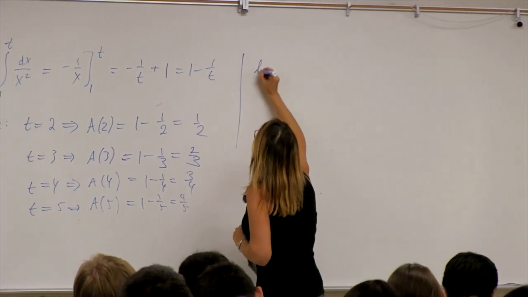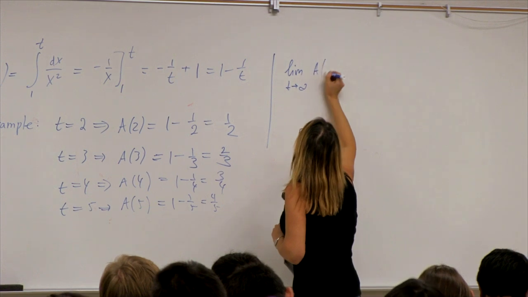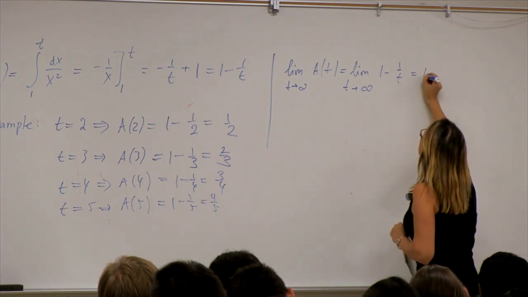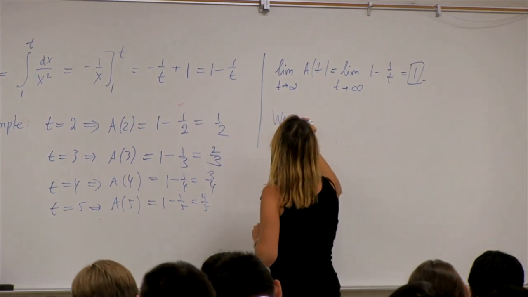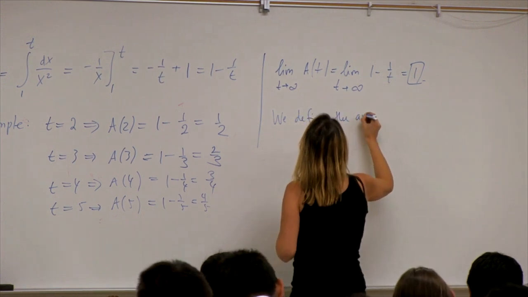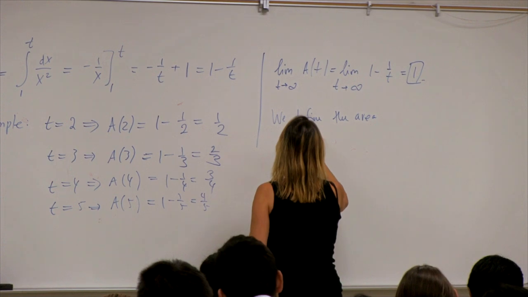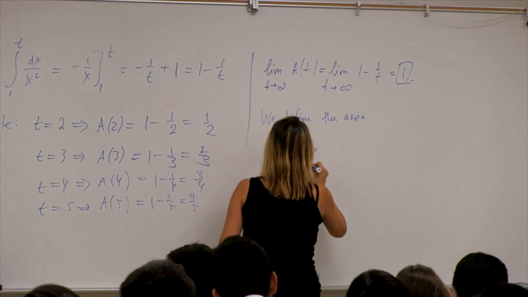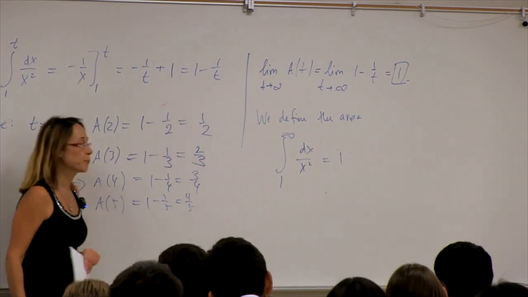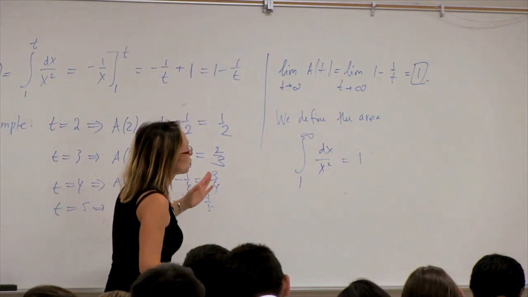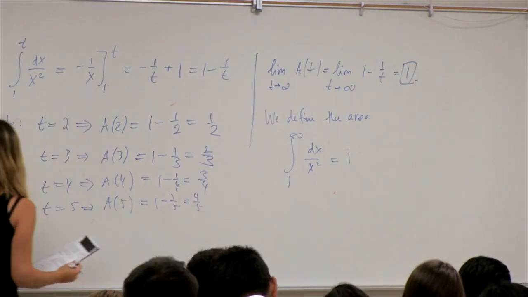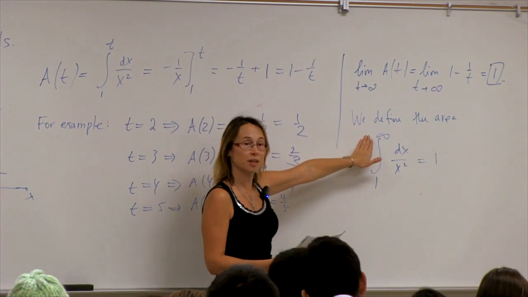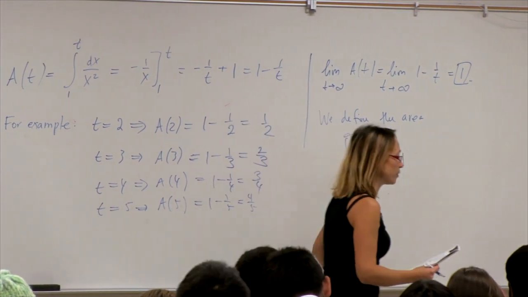So we can say that the limit as t goes to infinity of A of t is the same as the limit of 1 minus 1 over t, which is 1. So we define the area under the curve, and we denote it as an integral between 1 and infinity of dx over x squared, to be equal to 1. Right? So this introduces two things. The process, so I take a variable upper limit and I take the limit, and it introduces the notation, an integral whose upper limit is not a number, it's an infinity. And this is an example of an improper integral.